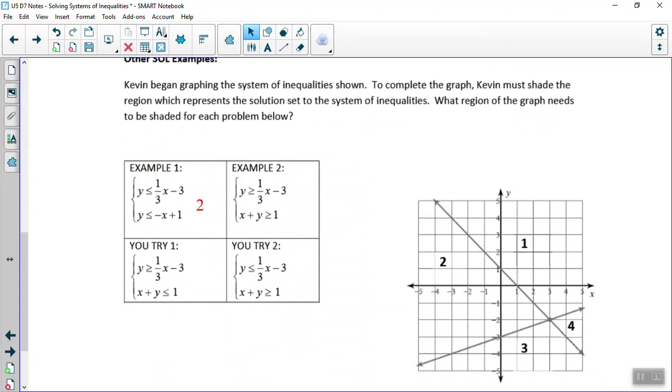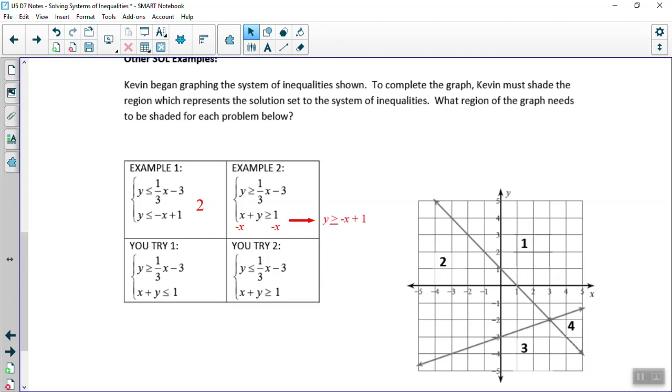So I would add x to both sides. And once I've done that, it rearranges to be y is greater than negative x plus 1. And you're going to notice it's the same as this one, just with a different inequality symbol. All right, so this one was this line here, so everything is greater than, so region 1 and 2.